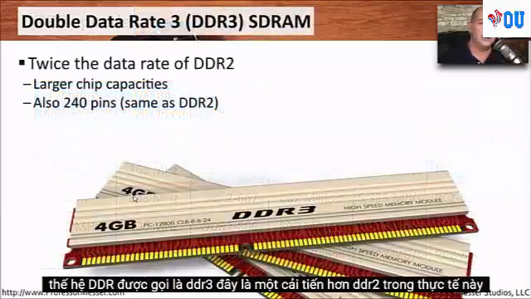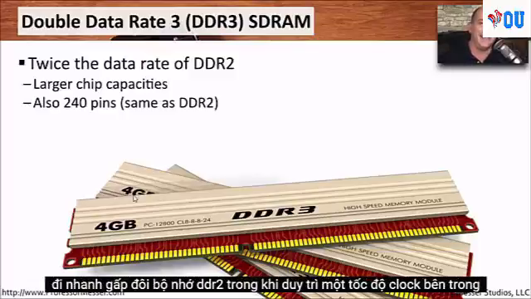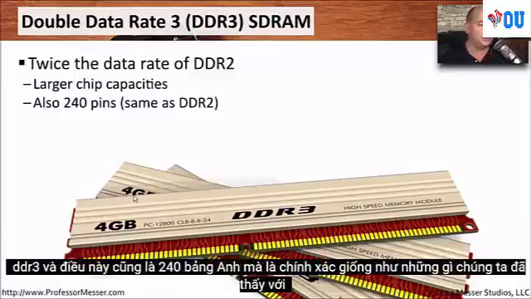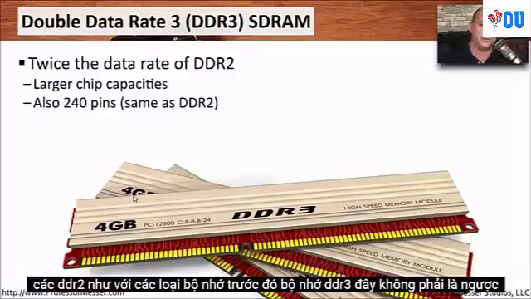The next generation of DDR is called DDR3. This is an improvement over DDR2. In fact, this goes twice as fast as DDR2 memory while maintaining the same clock rate inside of the memory chips. We're also able to get much larger memory capacities out of DDR3, and this also has 240 pins, which is exactly the same as what we saw with DDR2.